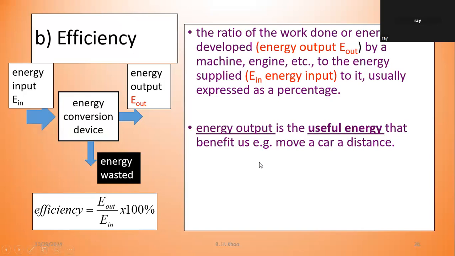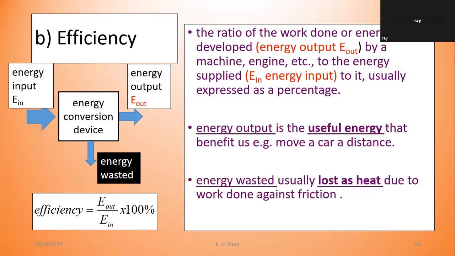Energy output is the useful energy that benefits us. Example, a moving car. The heat energy is wasted energy. Wasted energy is usually lost as heat due to work done against friction, like in a car. The tire becomes warmer, it doesn't benefit us.